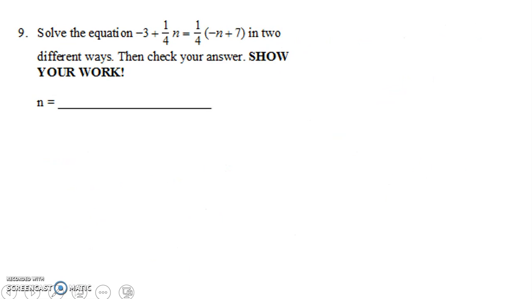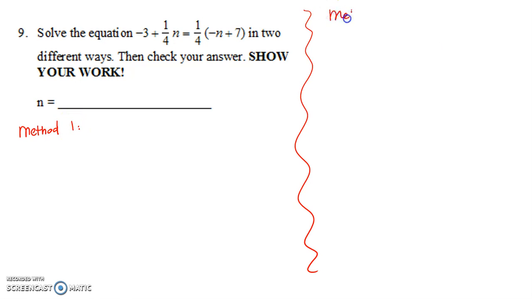Okay, so we're going to go ahead and solve the equation -3 plus 1/4 n equals 1/4 times 20 and -m plus 7 in two different ways. So I'm going to have method 1 on this side and method 2 here. For method 1, I'm going to start off by doing my favorite way, of course. I'm going to get rid of my fraction.